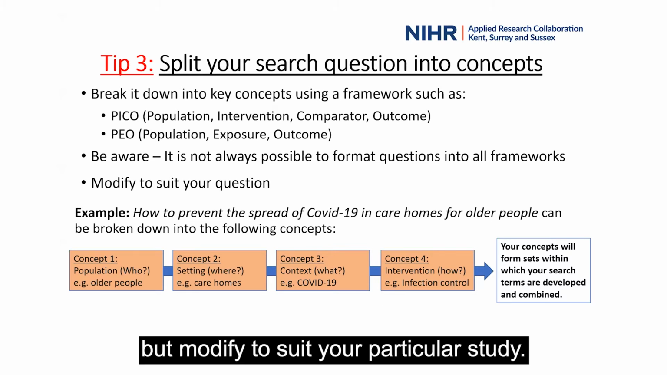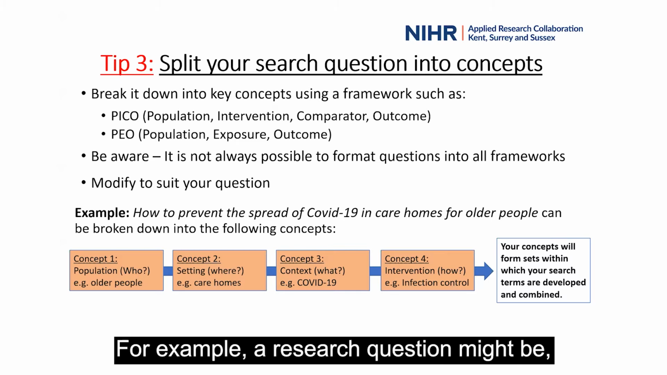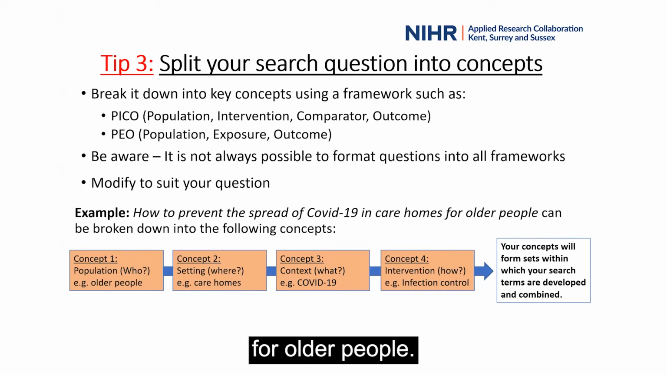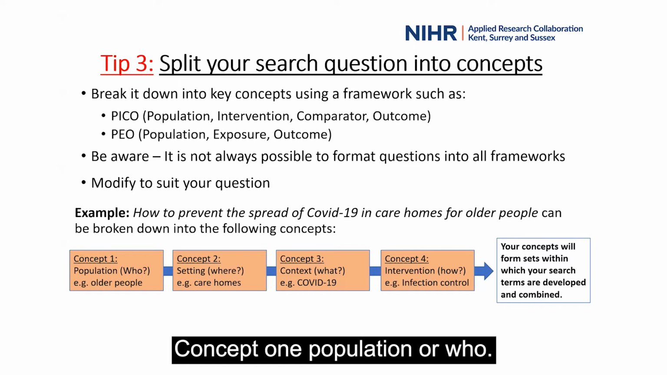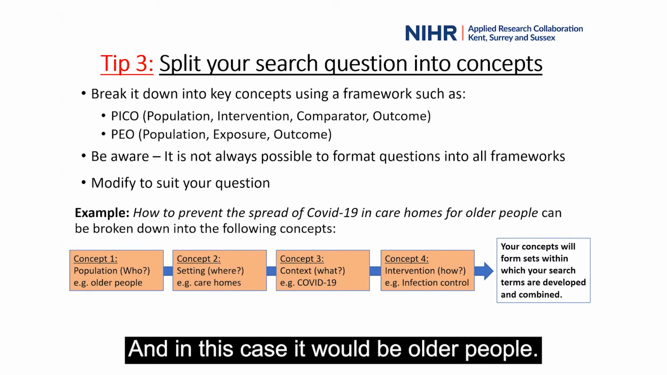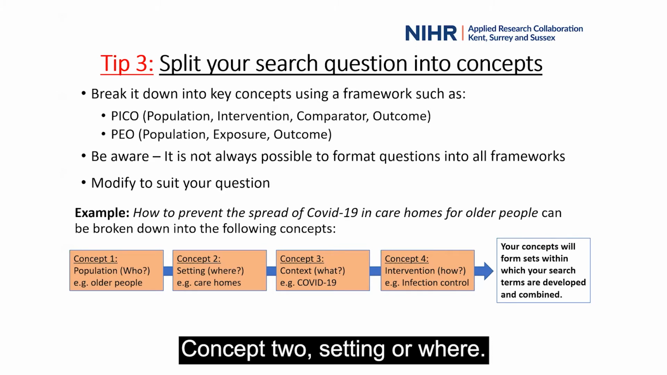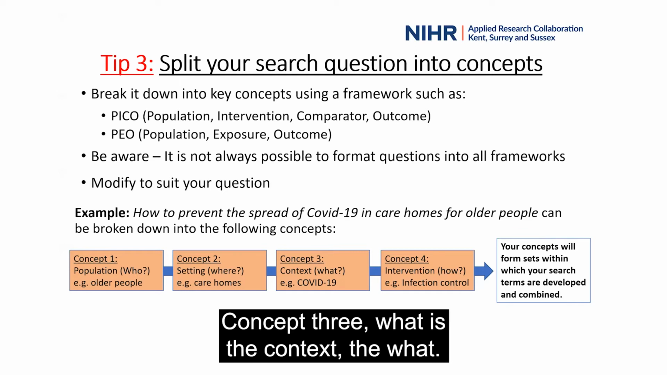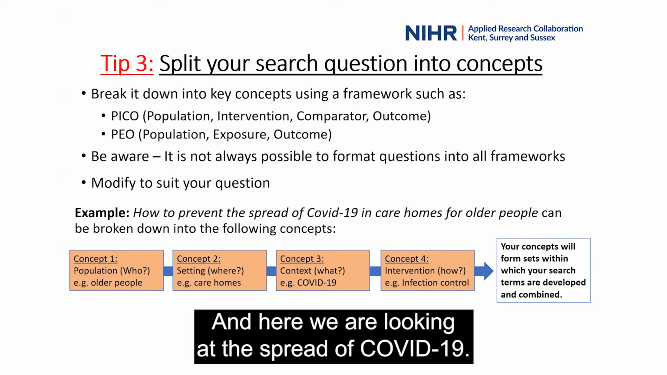particular study. For example, a research question might be how to prevent the spread of COVID-19 in care homes for older people. And this could be broken down into the following concepts. Concept 1, population or who, and in this case, it would be older people. Concept 2, setting or where. So for this example, that would be care homes. Concept 3, what's the context, the what. And here we are looking at the spread of COVID-19.